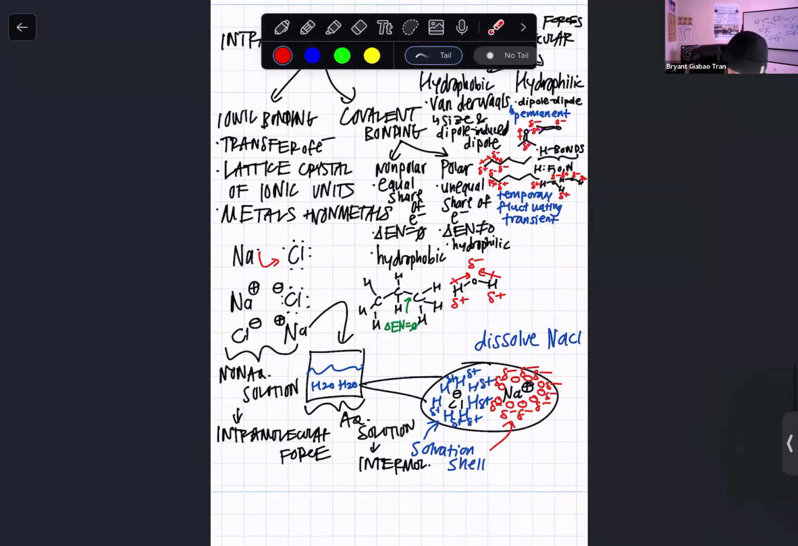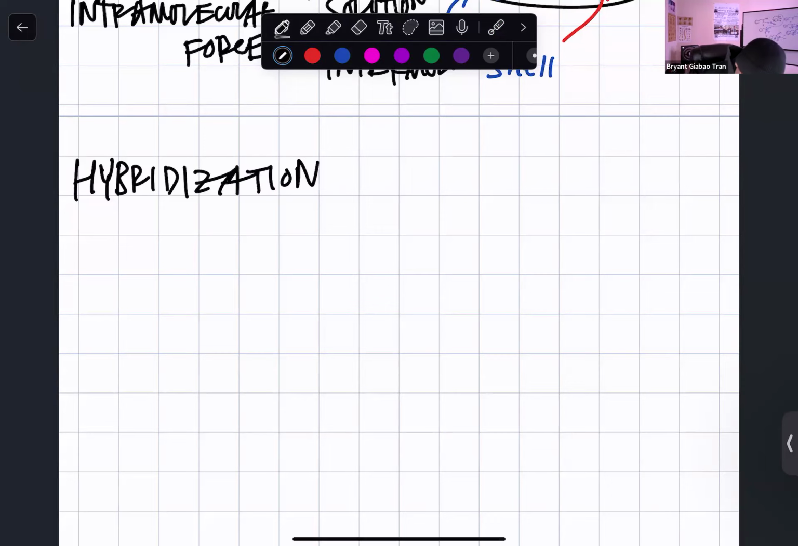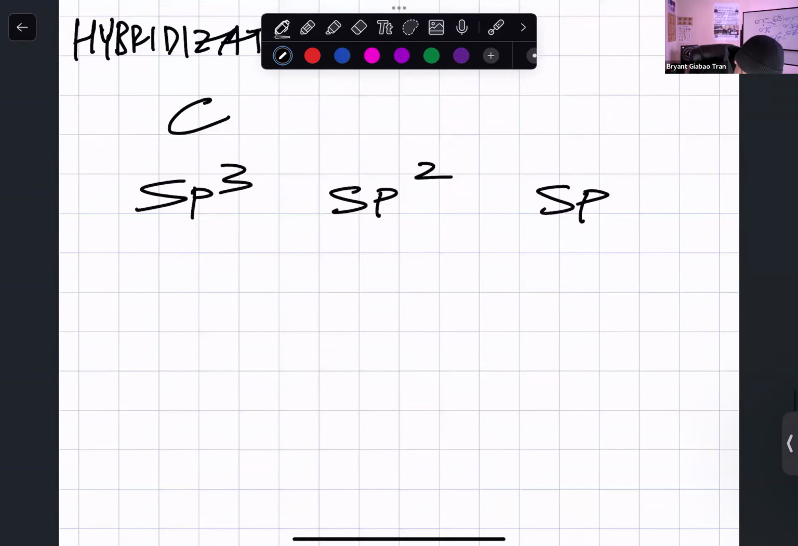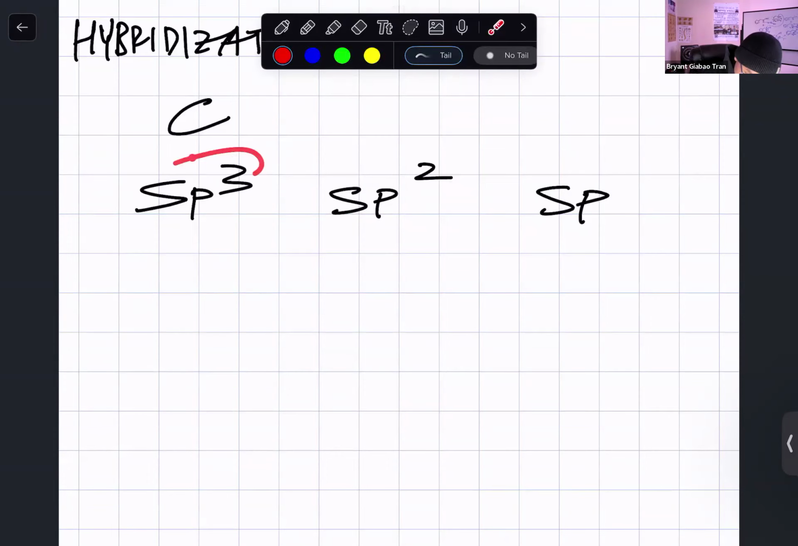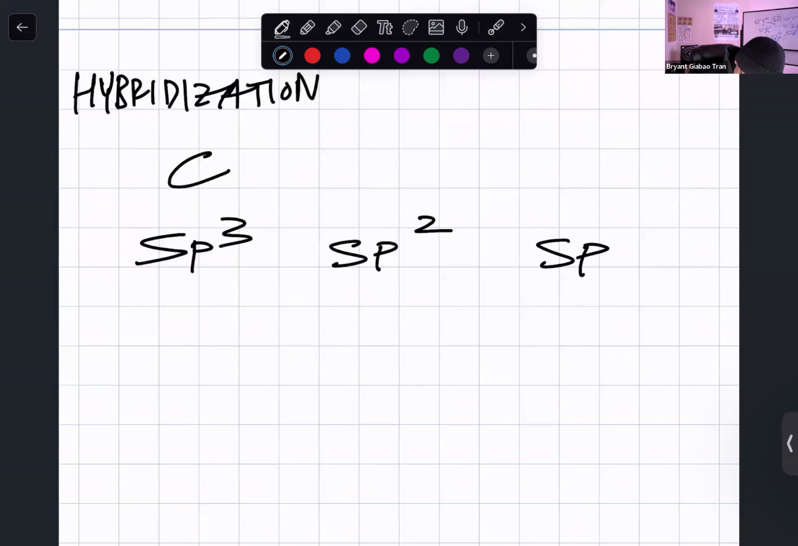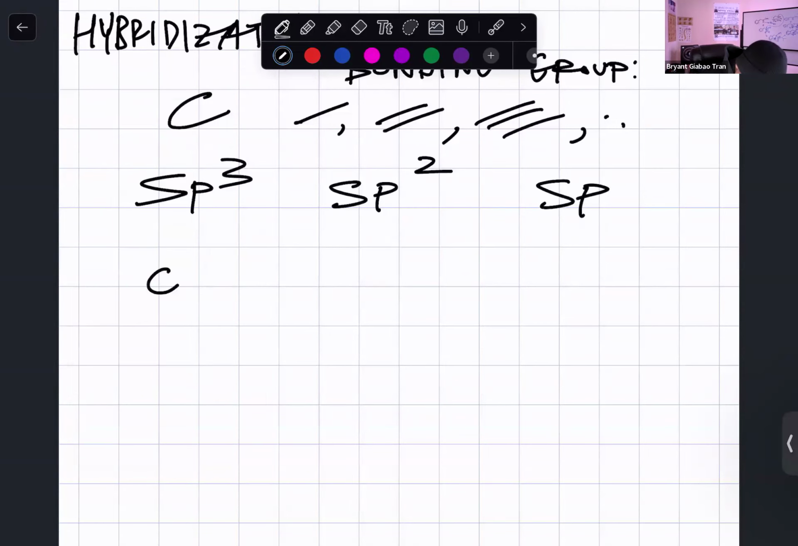Now, let's talk about the hybridization of atoms and the geometric shapes of molecules. So in this class, we're going to talk mainly about carbon, where carbon is going to either be sp3 hybridized, sp2 hybridized, or sp hybridized, right? So to tell whether a carbon is going to be sp3, sp2, or sp, we have to see how many bonding groups are attached to it, right? So a bonding group is going to be considered a single bond, a double bond, or a triple bond, or even a lone pair of electrons, right?